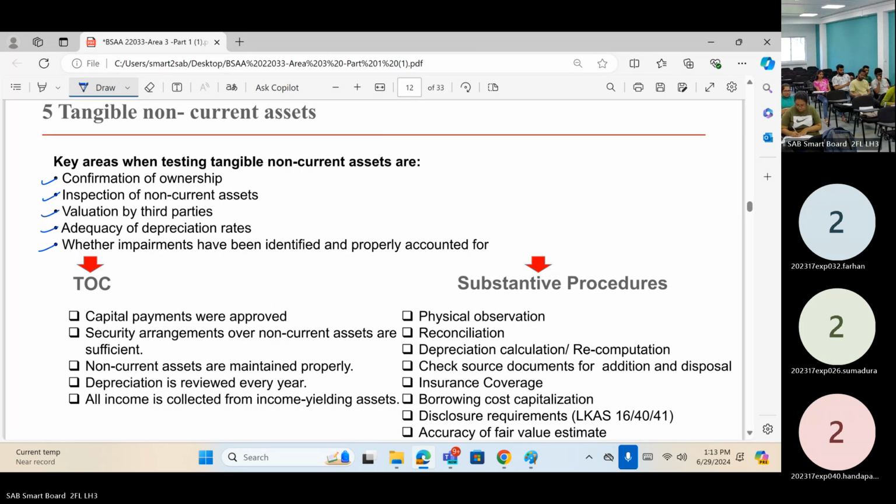Then confirmation of ownership. It's another thing we need to consider. You need to verify, to recognize an asset, the ownership. The data ownership again. I think they know that.